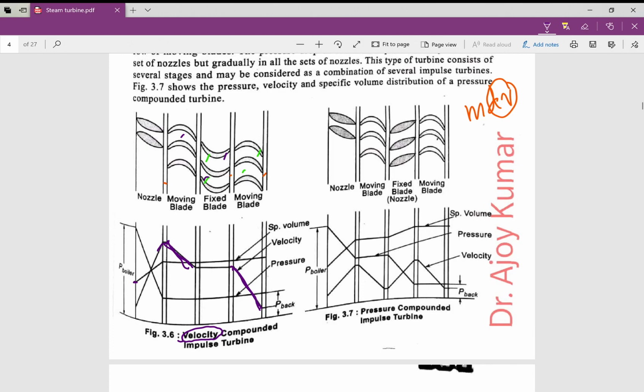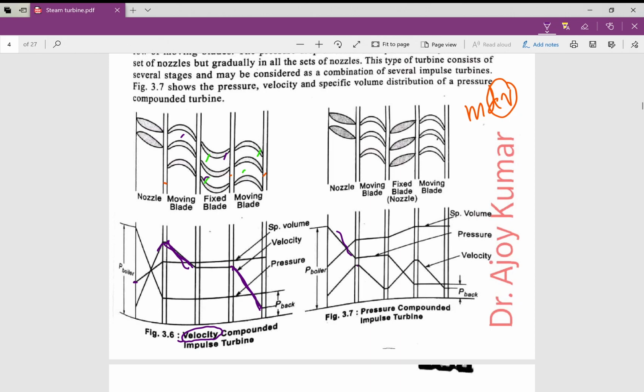Likewise, if we move to the next type, that is pressure compounding, according to the variation of pressure there is proper utilization of pressure only. So you see now this is pressure, here there is a pressure, right? If you see the variation in velocity, in both stages this velocity and this velocity are almost the same. So due to this variation in pressure we call it pressure compounding.